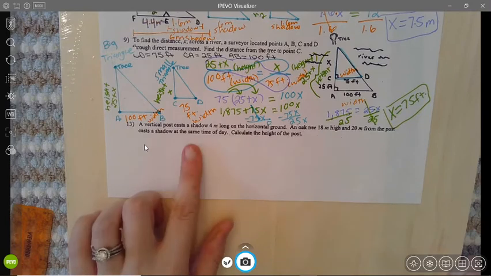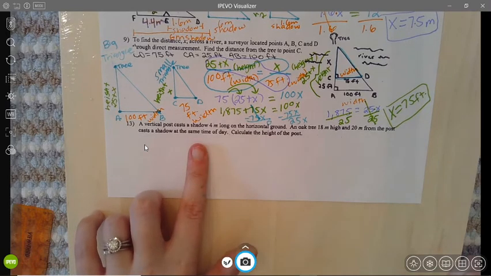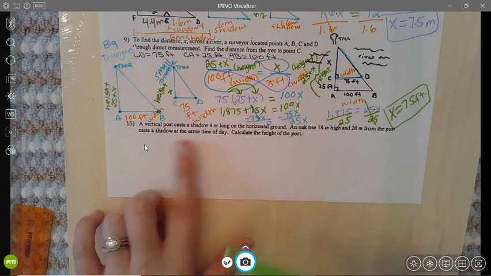We have one more example problem we're going to do together. So get going on question 13.